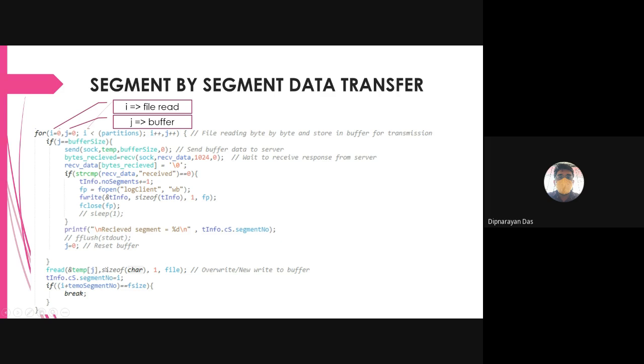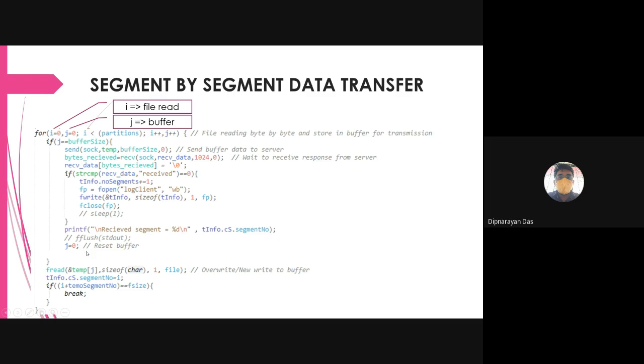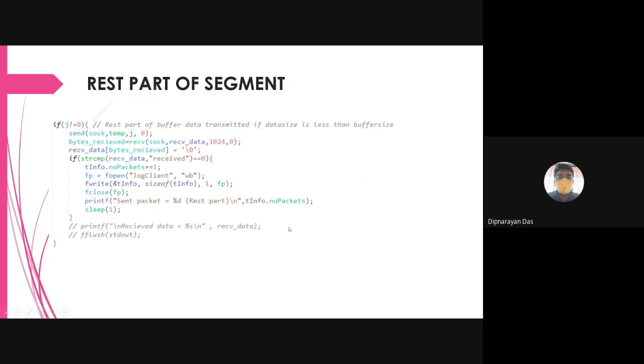So if it is not 10, that means it will not be equal to the buffer size. If it is not equal to the buffer size, this function will not run. That means I send this segment first, I send this segment again the second time, but the third time, the client program will not send this last segment because this function will not execute. So for that, I need to explicitly check whether J is not equal to 0.